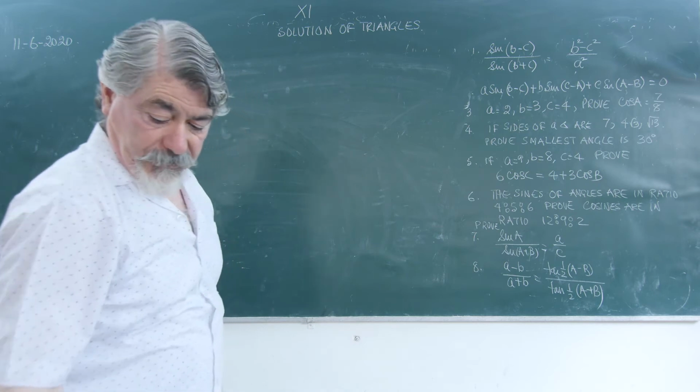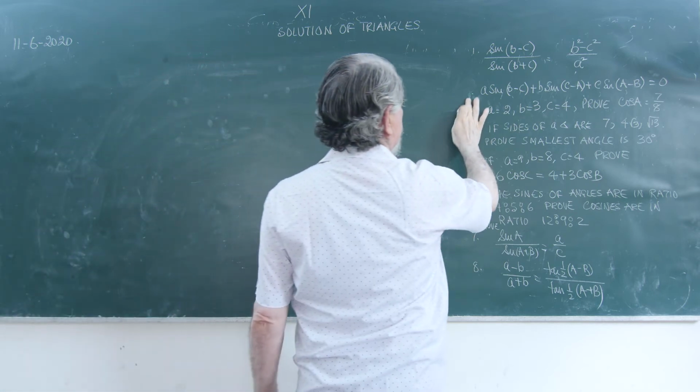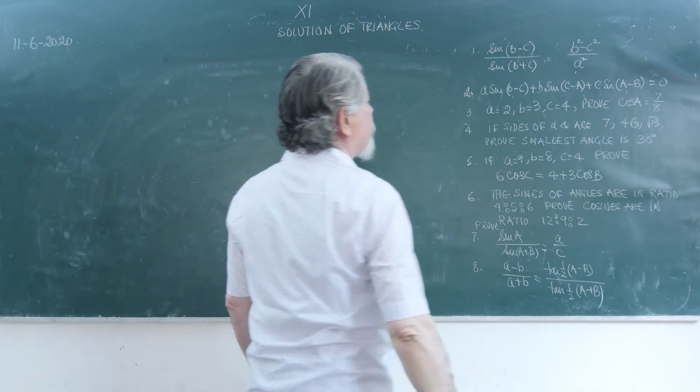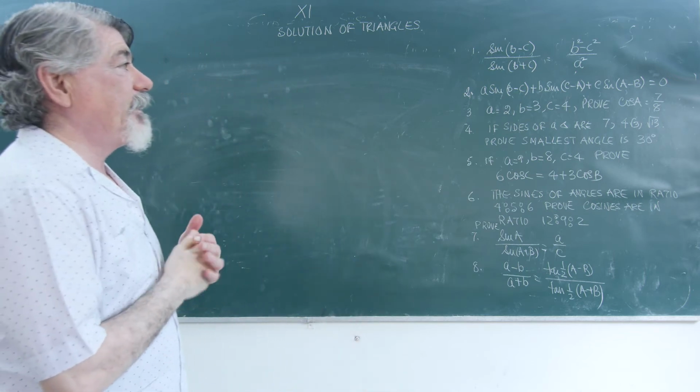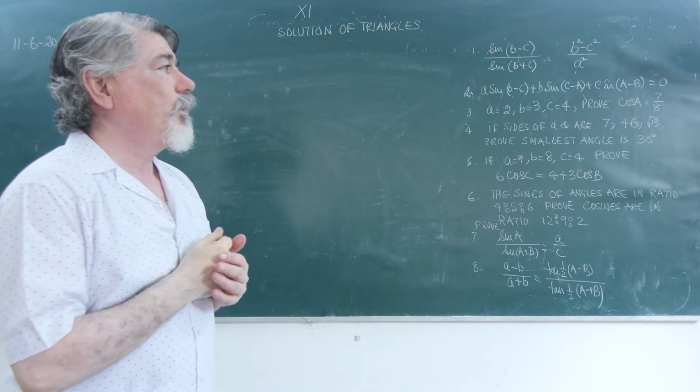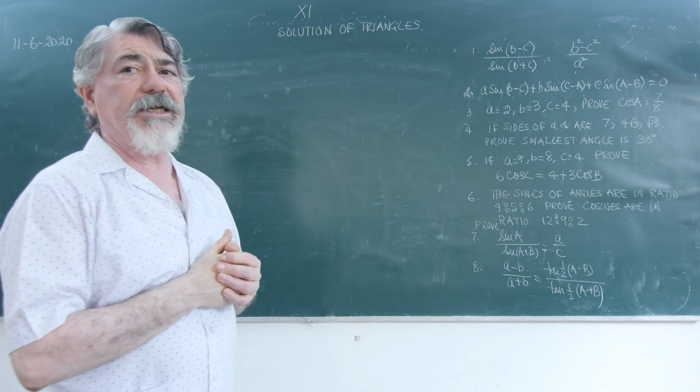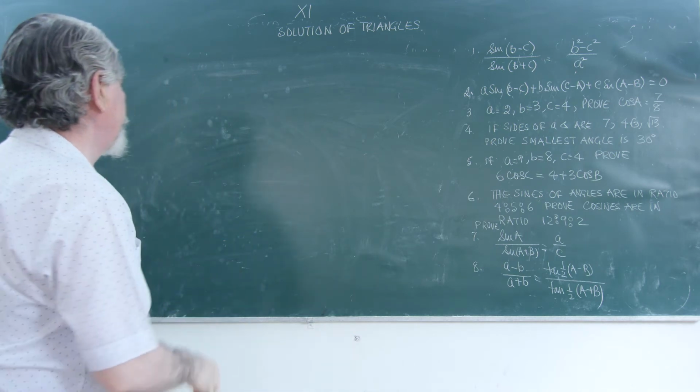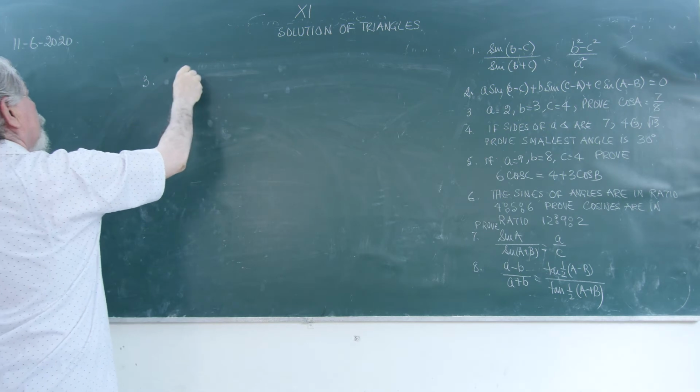the third sum. This is the second sum, and let us see the third sum. He says A is 2, B is 3, C is 4. Prove that cos A is 7 upon 8. We know the cosine formula.